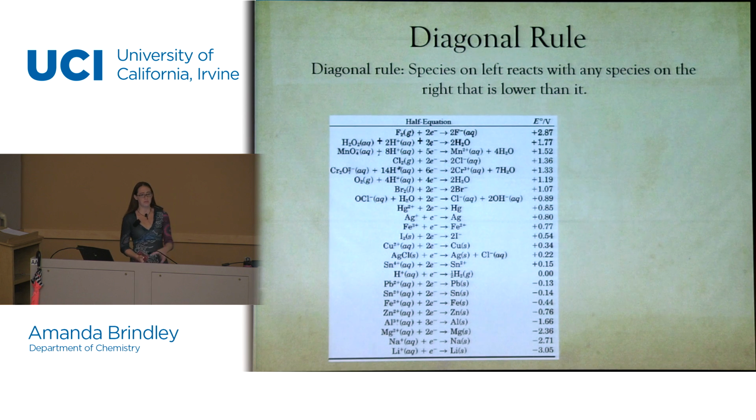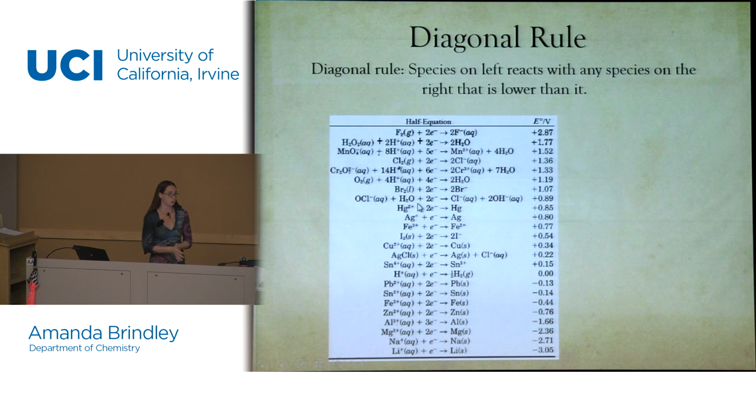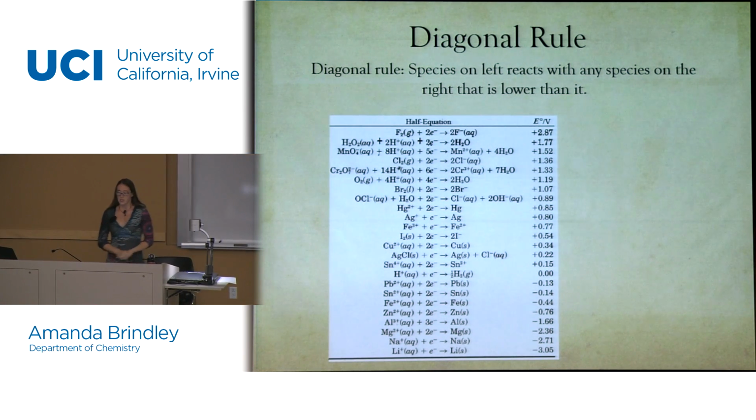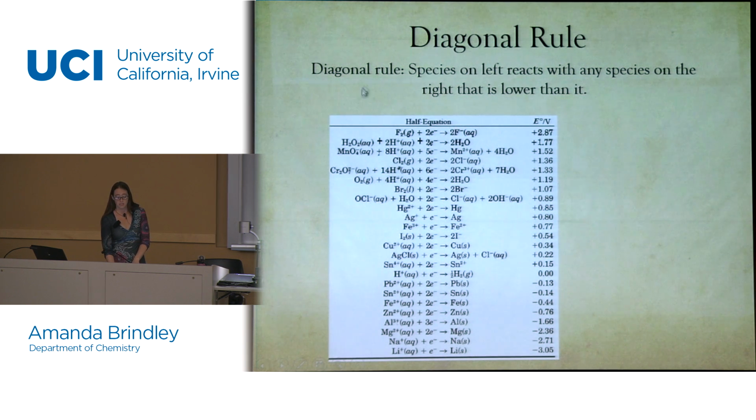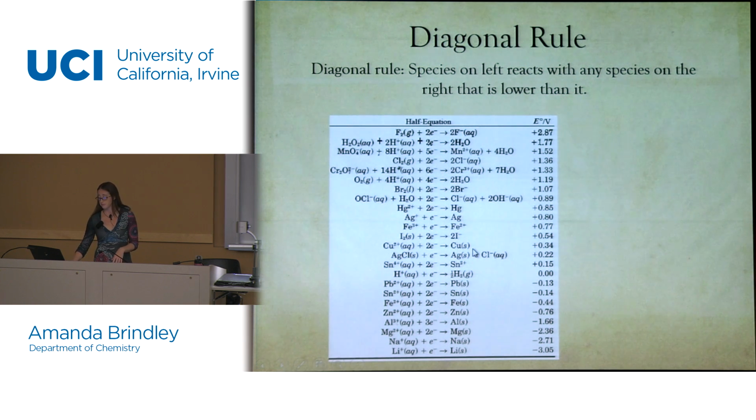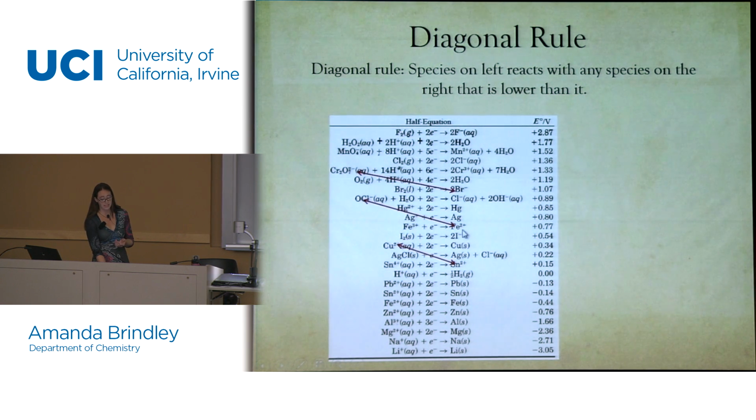Okay, so here's like the rule, if you want to think of it. I'm not a giant fan of these types of memorization rules, but it is a little bit useful. So given that this is listed high to low, so high reduction potential to low reduction potential, the species on the left will react with a species on the right that is lower than it. So in other words, you could take chromate and react it with bromide. You could take OCl and react it with iron 2+. You could take copper 2+ and react it with tin 2+. Okay? Anything over on this side could be reacted with something lower than it over here.